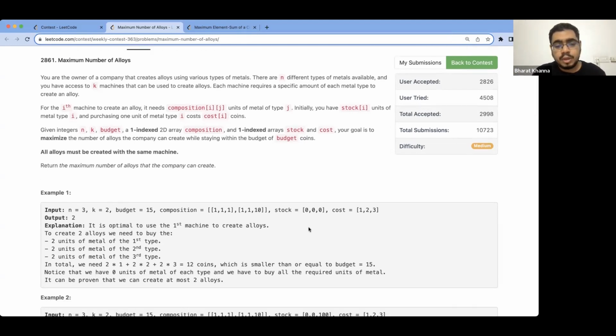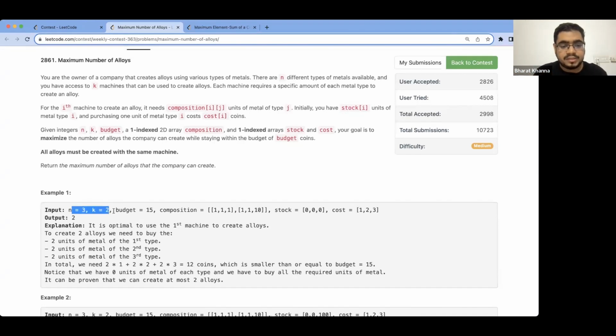But essentially, if I look at the input, it simply says that, let's say we have three different types of metals with us, and two different machines. So three metals, two different machines. Now each machine can make one kind of alloy, and for that, we know the composition of the metal. So if I look at this composition array, there is machine one, which uses 1 1 1 of all the three metals. Then there is machine 2, which uses 1 1 of the first two metals and 10 quantity of the third metal, and then makes 1 unit of an alloy.